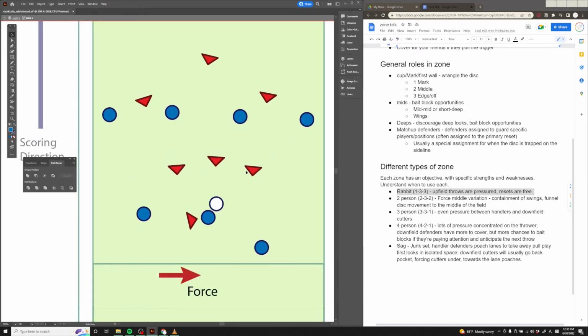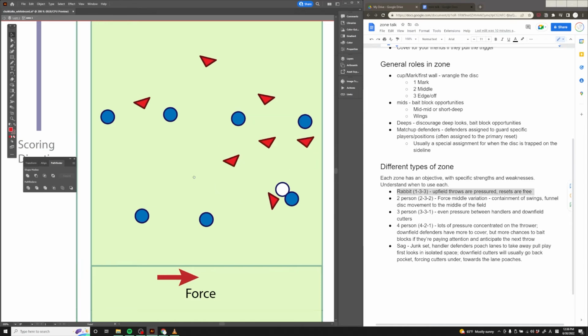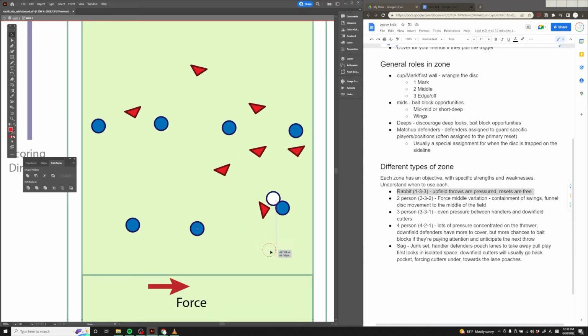So what we are looking for in a 1-3-3 is for the disc to move to the open side. So when that happens, they'll try and get some yards probably. Easy swing goes there. And now the rabbit again goes to mark. The wall follows as a unit. And now the offense will probably try and find some options here.